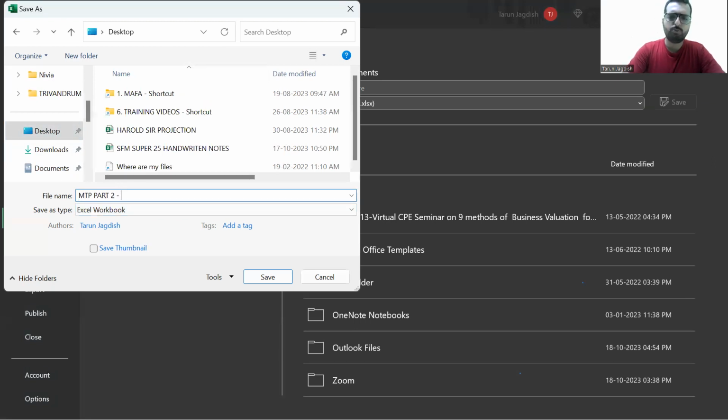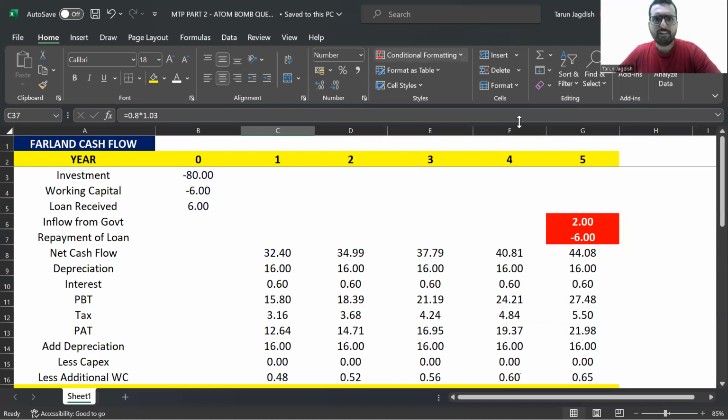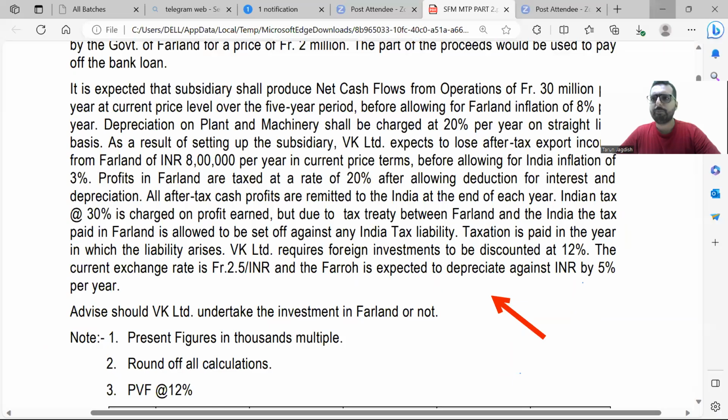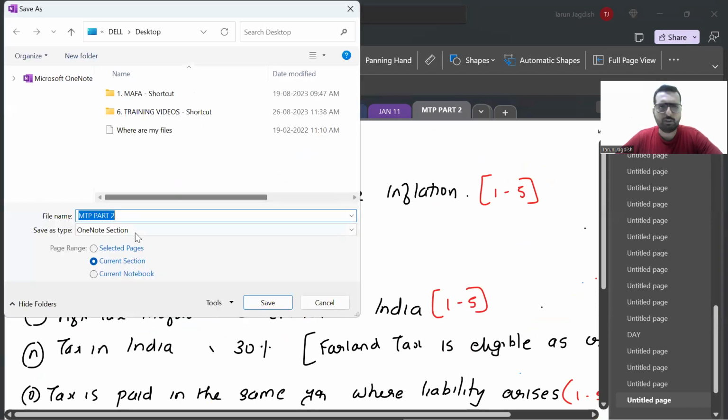MTP part 2 atom bomb question. This I don't want to delete, friends. This can be used for future classes also. Okay. So I'll do one thing. I'll share these files also with all of you now. So we are done with today's session.